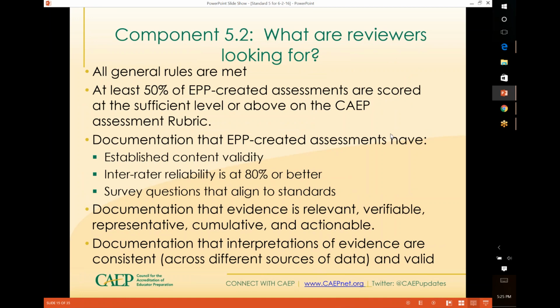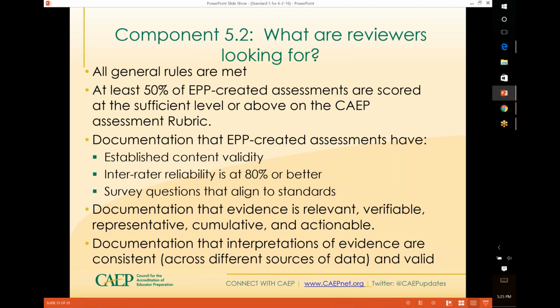So what are CAEP reviewers looking for as they look at your evidence in component 5.2? Well, again, general rules are met. But they're also looking that at least half of your EPP-created assessments are going to be scored at the sufficient level or above. They're also looking at your documentation about EPP-created assessments, and as I said, whenever you upload that into the self-study evidence, there will be questions that pop up that you must respond to. And they're going to expect documentation in those responses that you've established content validity, that your inter-rater reliability is at 80% or better, and that survey questions align to standards at a minimum.